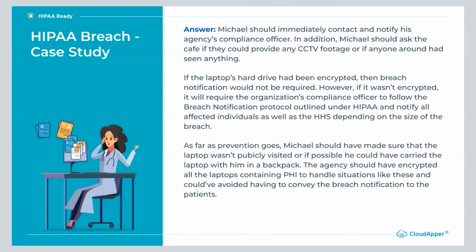Michael should immediately contact and notify his agency's compliance officer. In addition, Michael should ask the cafe if they could provide any CCTV footage or if anyone around had seen anything. If the laptop's hard drive had been encrypted, then breach notification would not be required. However, if it wasn't encrypted, it will require the organization's compliance officer to follow the breach notification protocol outlined under HIPAA and notify all affected individuals as well as the HHS, depending on the size of the breach.